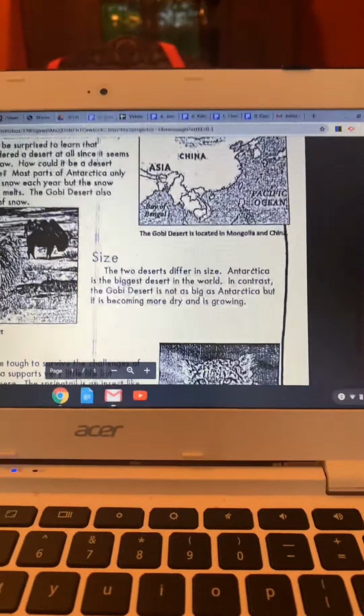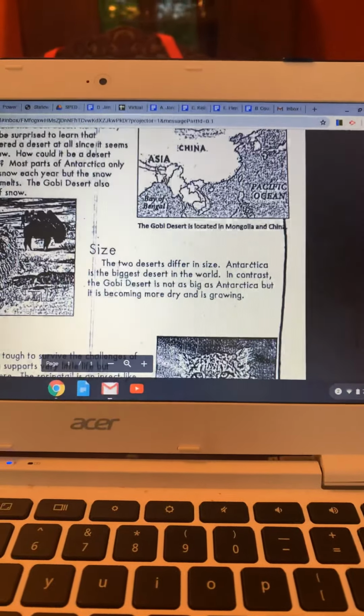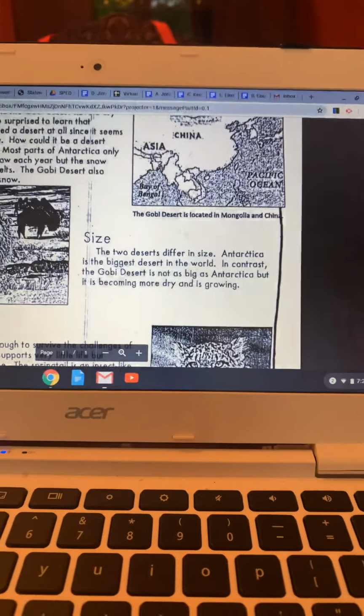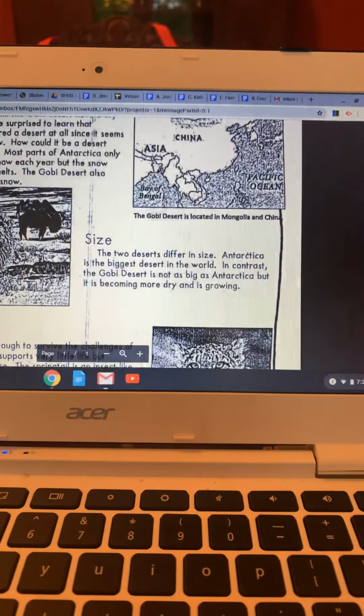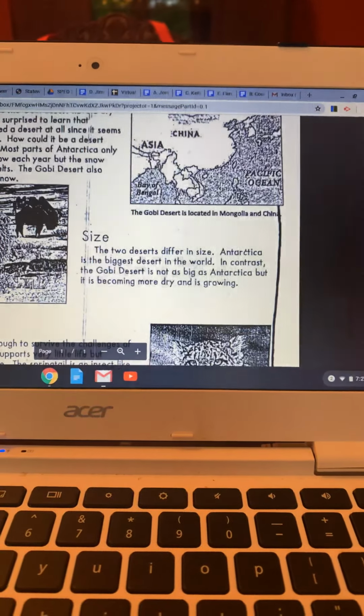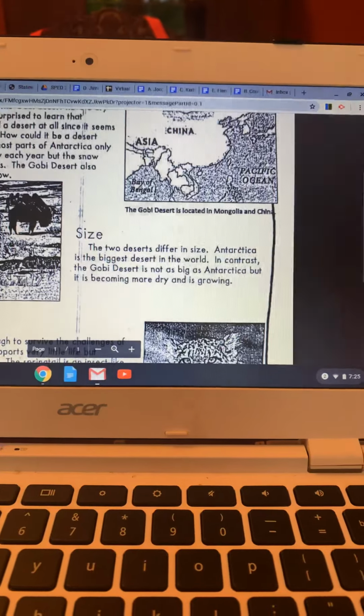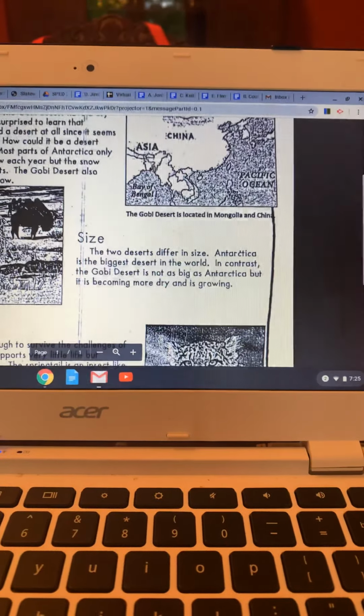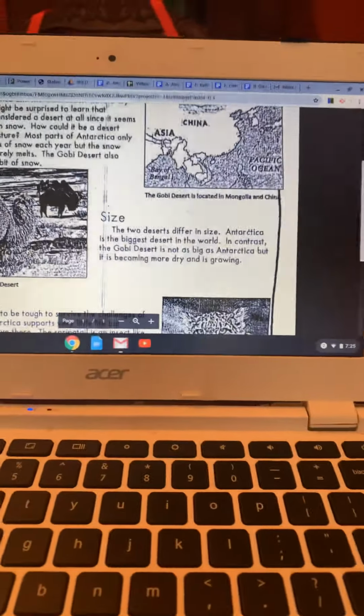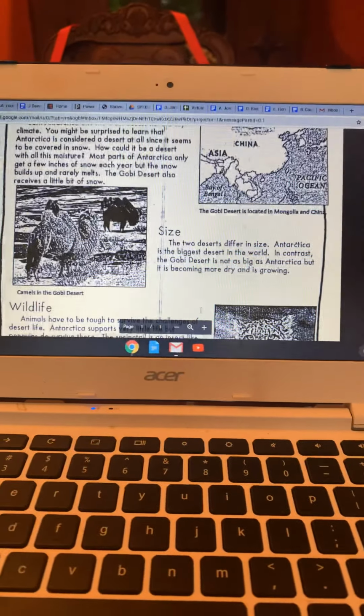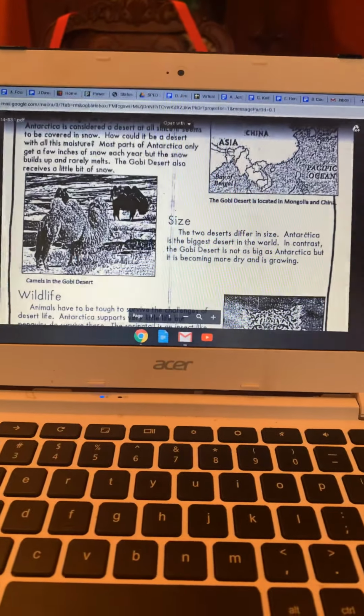The two deserts differ in size, which means they're different, okay? Antarctica is the biggest desert in the world. In contrast, the Gobi Desert is not as big as Antarctica, but it is becoming more dry and is growing. Okay, so that tells you how they're different.